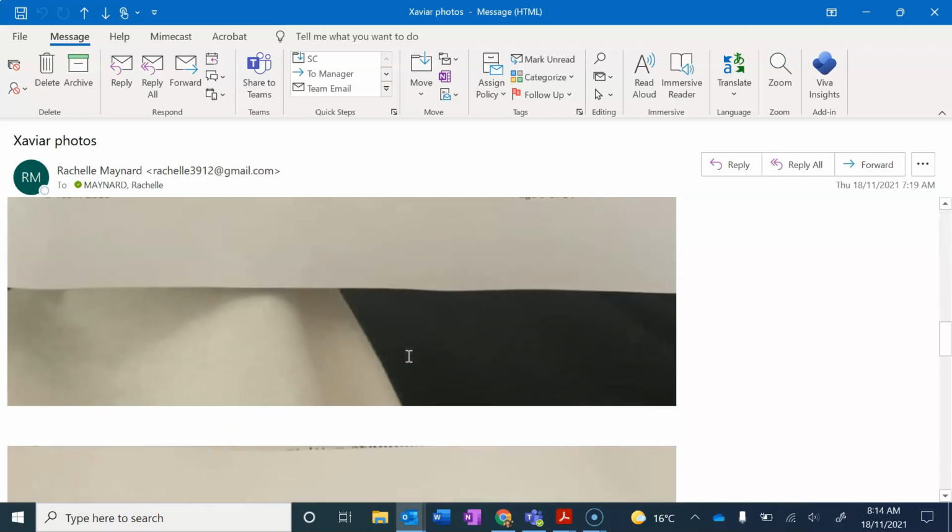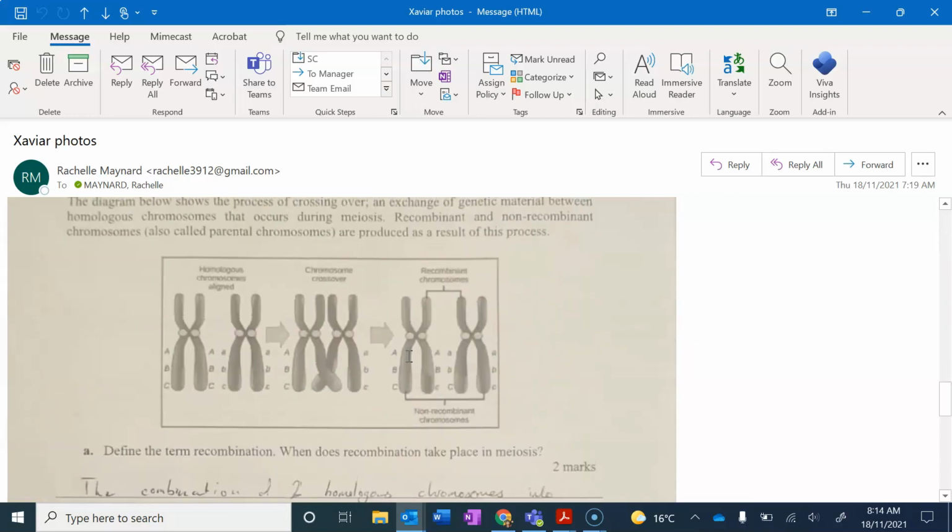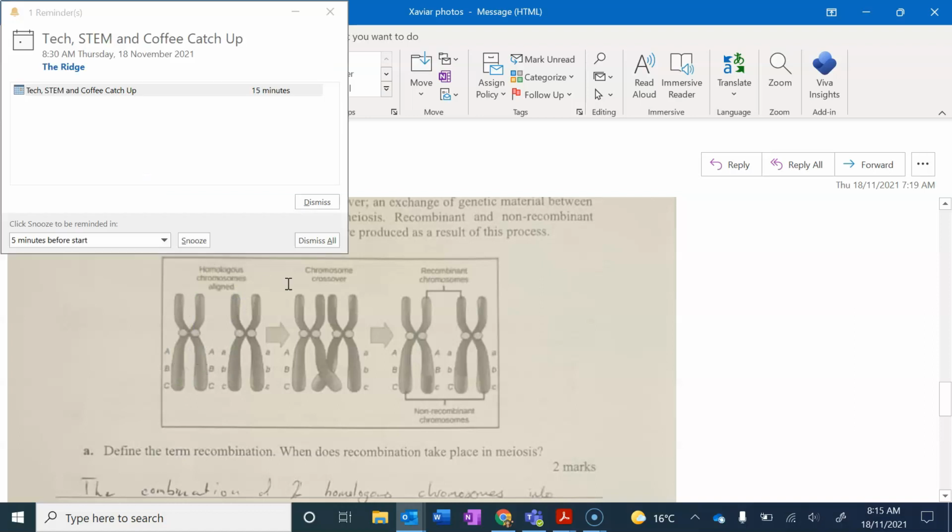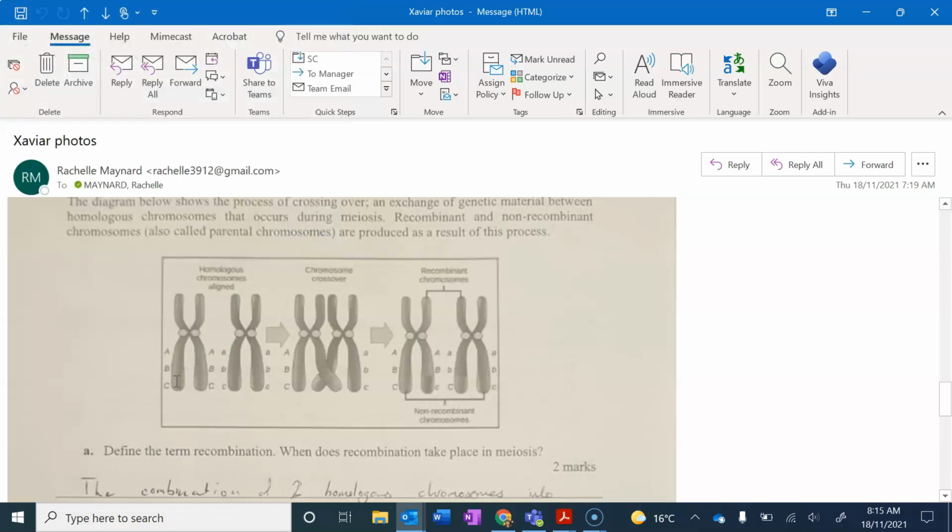Yeah, so you just need to identify that these parents are homozygous, because they've got the same allele on both chromatids. Then identify that the recombinants are heterozygous.